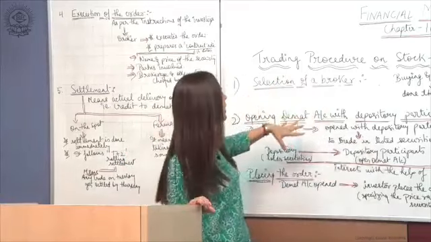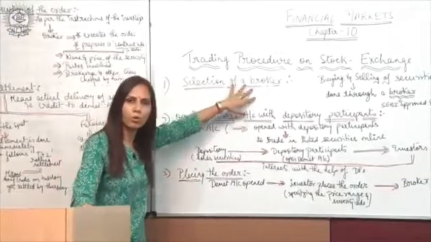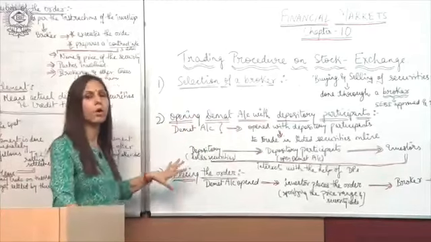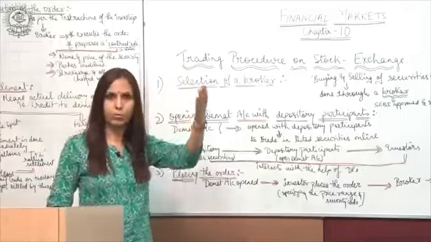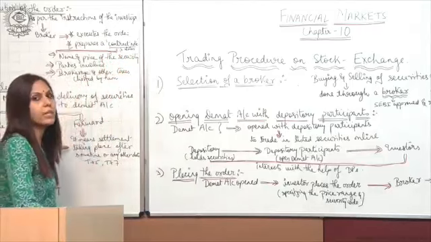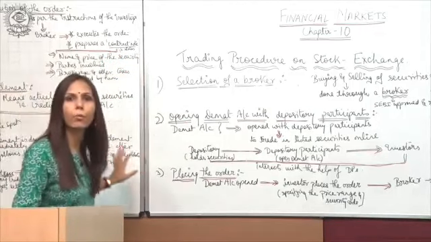So the process goes like this. First we select an investor, select a broker, then he opens a demat account, then he places the order, then the order is finally executed by the broker, and once the order has been executed, the settlement is done, whether on the spot or by the forward method.